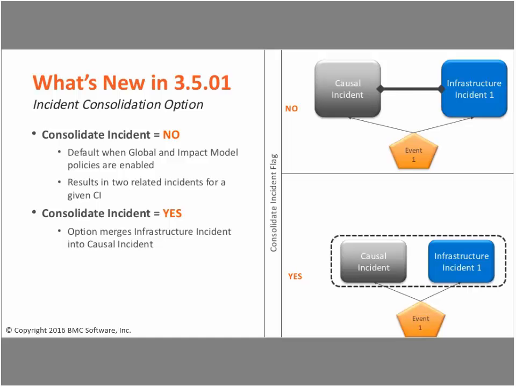And as a result, it looks at those and consolidates them into a single causal incident. And the information is reconciled. So whatever was in infrastructure incident 1, that information is reflected as a part of the causal incident. So it becomes the parent incident. Okay, so now you don't have to deal with two incidents for a single event. You turn this feature on and it will consolidate your incidents so that you're working in your queue against that one incident.